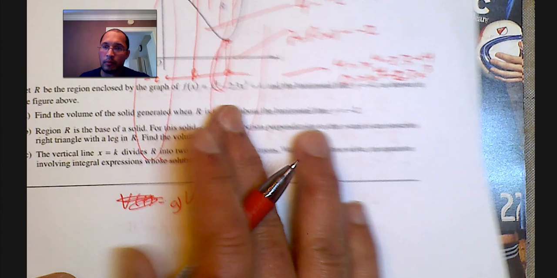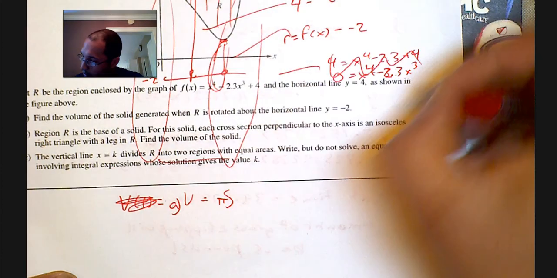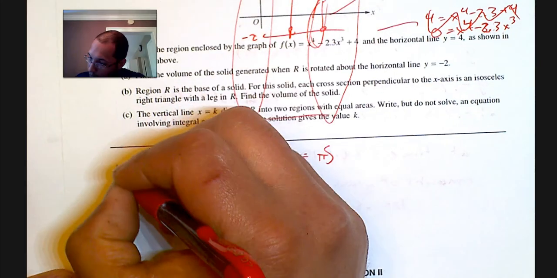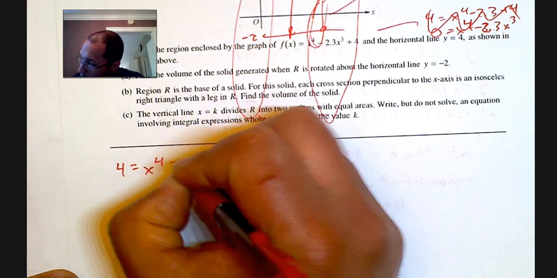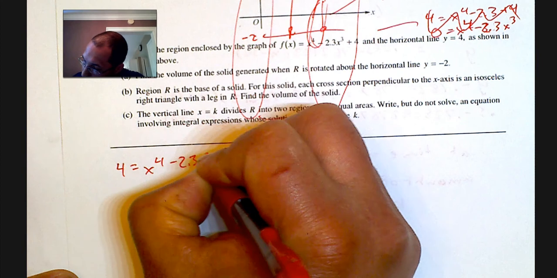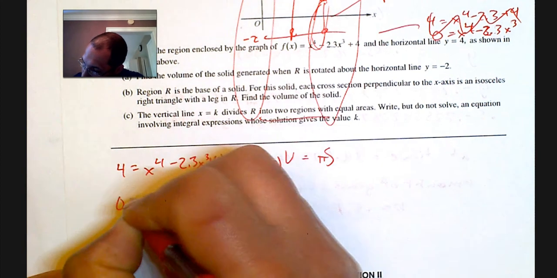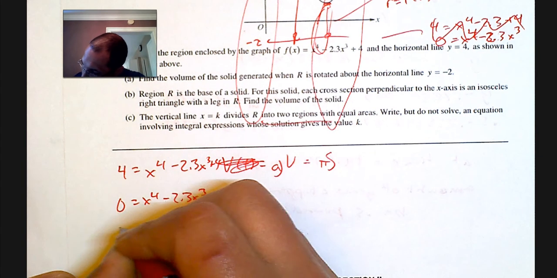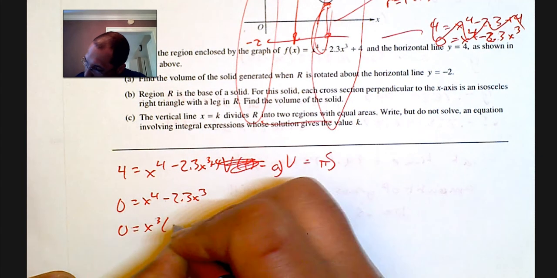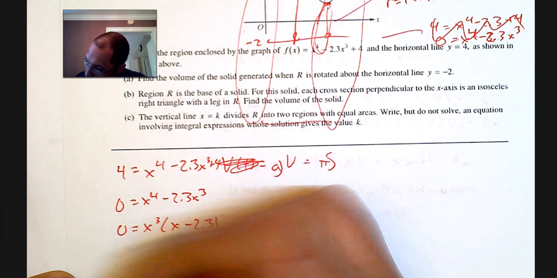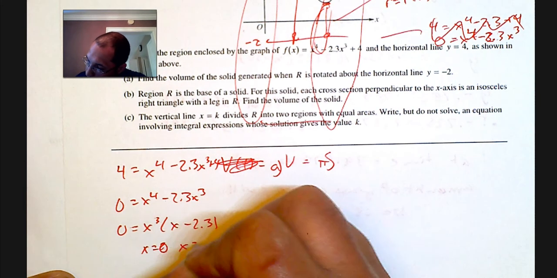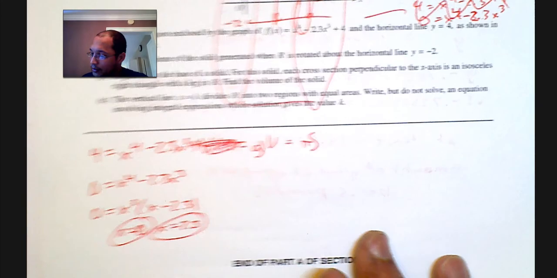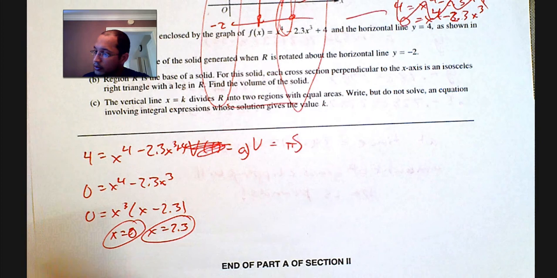Basically, if you set them equal to each other, now you've got 4 equal to x to the 4th power minus 2.3 x to the 3rd plus 4. So 0 equals x to the 4th power minus 2.3 x cubed. So 0 equals x cubed, parentheses x minus 2.3. So x equals 0 and x equals 2.3 are your intersection points. There you go. Don't use the calculator, but you still need to plug them in to find the volume. Okay.